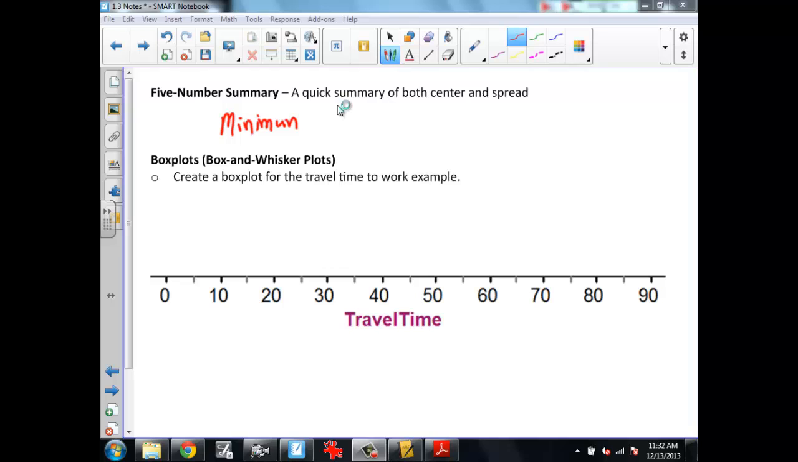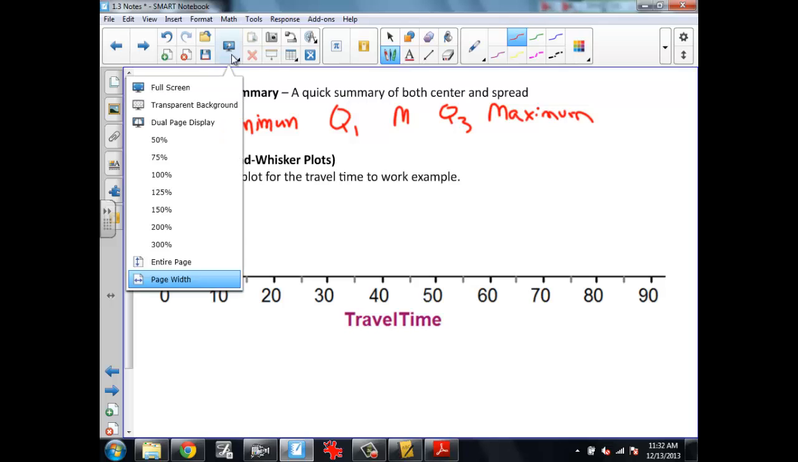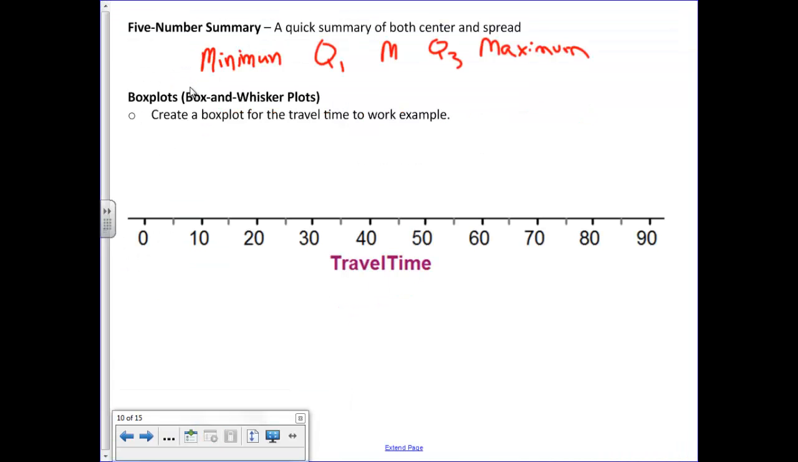We write down the minimum value, you have your Q1, you have your median, your Q3, and then your maximum value. Using those 5 numbers, we make a box and whisker plot. You ever heard of a box and whisker plot? We use those 5 numbers to create our box plot. The minimum, Q1, median, Q3, the maximum value.